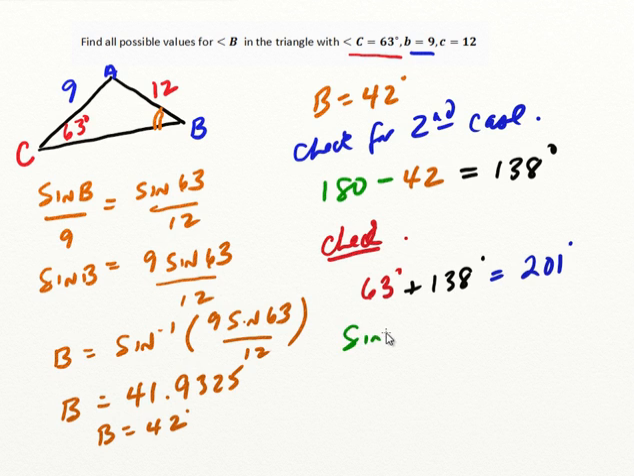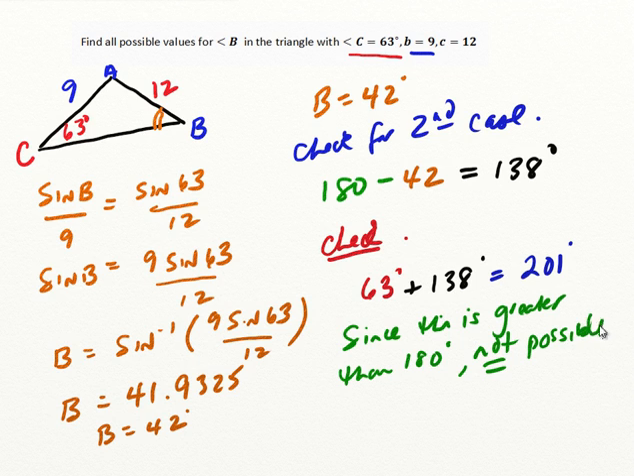And since this is greater than 180 degrees, it is not a possible solution. Okay? So that means that the only answer, in this case, the solution is angle B equals 42 degrees. And that's it. There is not another angle in this case.